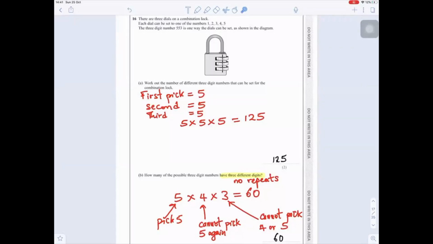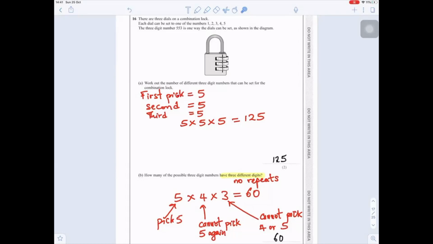Question number 16. There are 3 dials on the combination lock. Each dial can be set to one of the numbers 1, 2, 3, 4, or 5. The 3-digit number 553 is one way the dials can be set, as shown in the diagram. Work out the number of different 3-digit numbers that can be set for the combination lock.